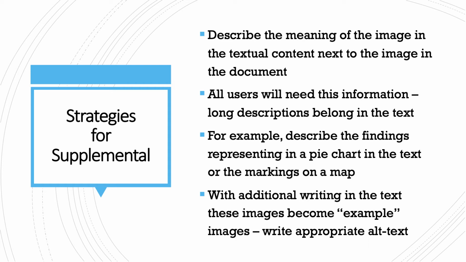For example, describing the findings that are represented in a pie chart in the text or the markings on a map. These, again, might be important to all users, and so we want to give that rich description or that rich meaning to all of our users. When we do that work within our documents, our alt text in the image becomes more like an example image. We can write the appropriate alt text similar to what we did before, referencing the same terms and the same ideas that we just did in the description within our document.